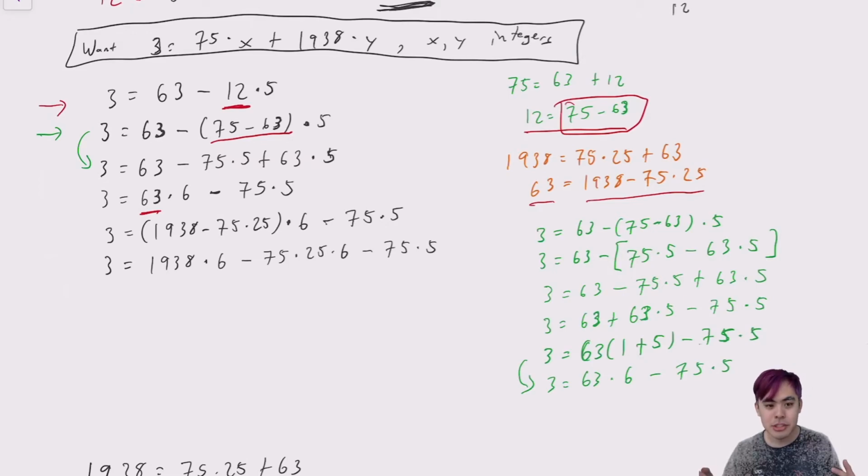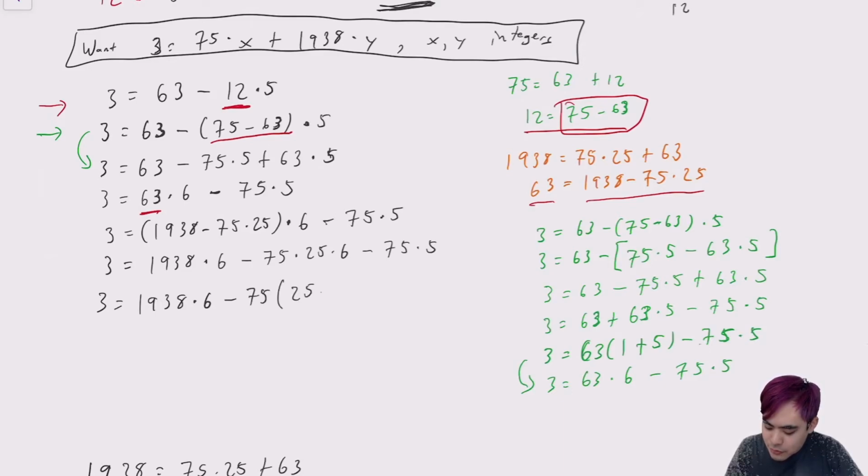Okay, so now sorry, I was skipping some steps, and so I'm trying to be really careful about doing the step by step here. Okay, so now we keep on going on the left-hand side. So what we've done is we've multiplied this out, and then we have 3 is equal to, well, let's collect together the terms. So 1,938 times 6 minus, well, this is 75 times 25 times 3 plus 5, right?